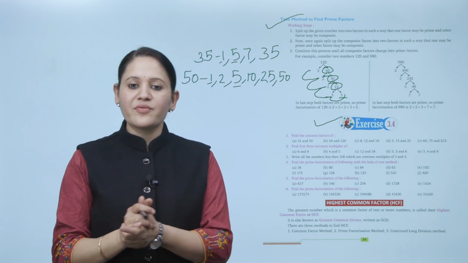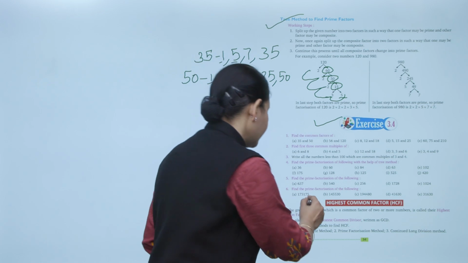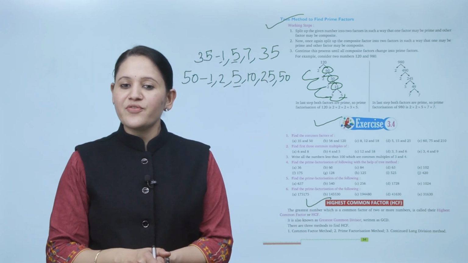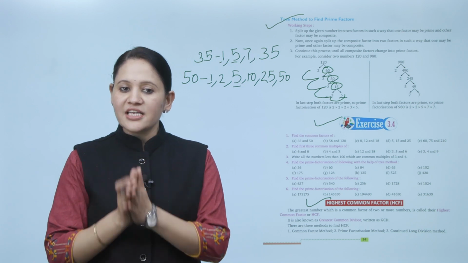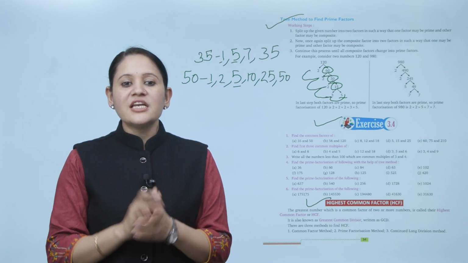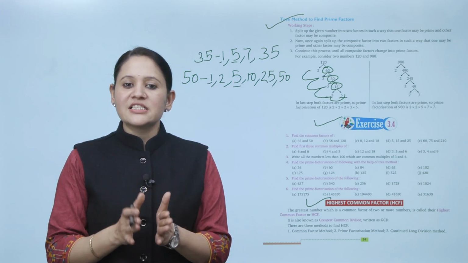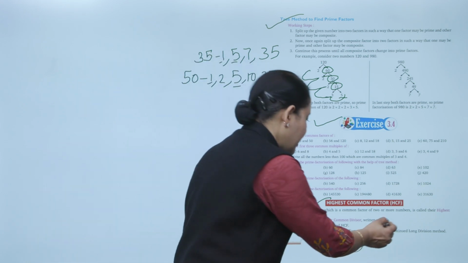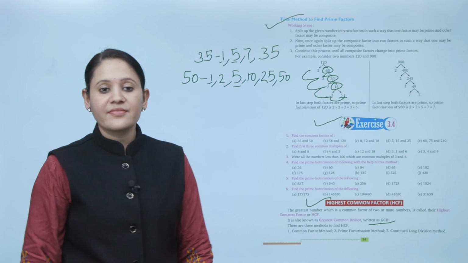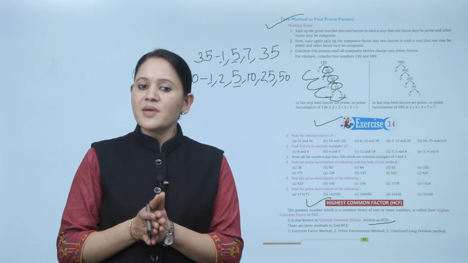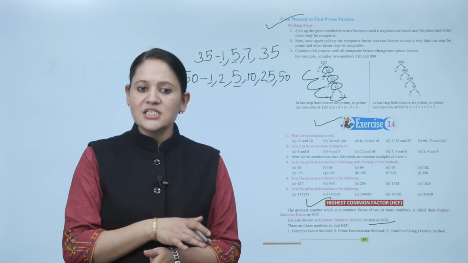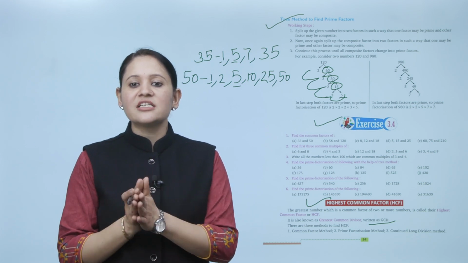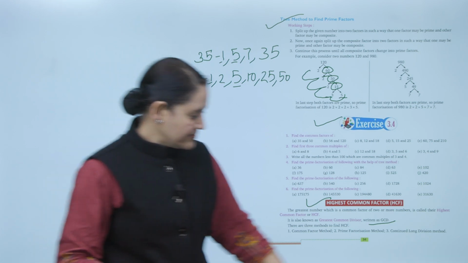Next is highest common factor, HCF. The greatest number which is a common factor of two or more numbers is called the highest common factor, HCF. It is also known as greatest common divisor, written as GCD. There are three methods to find HCF. One is the common factor method, second is the prime factorization method, and third is the continued long division method.